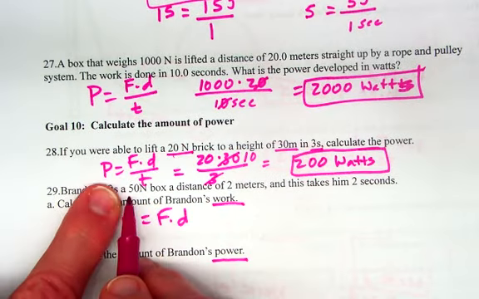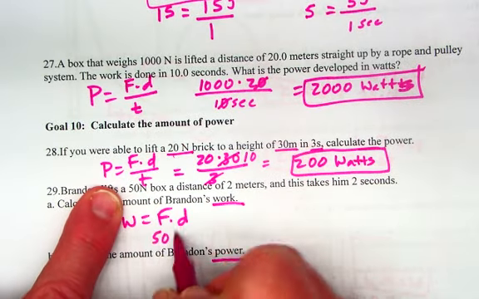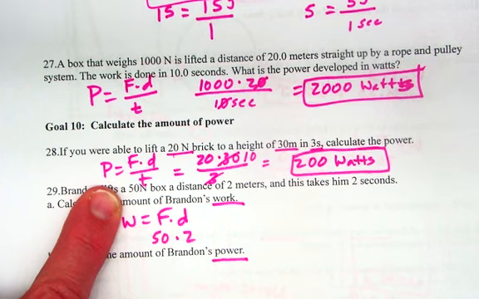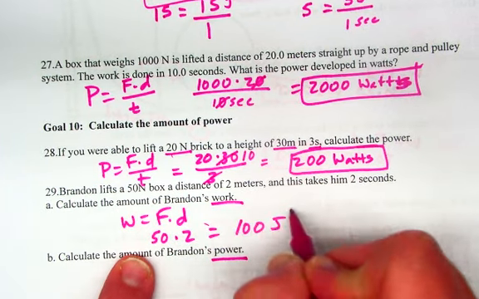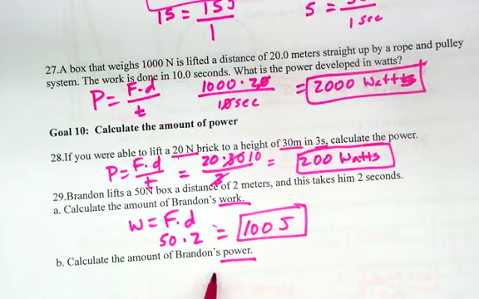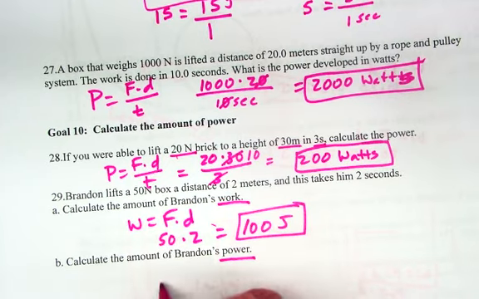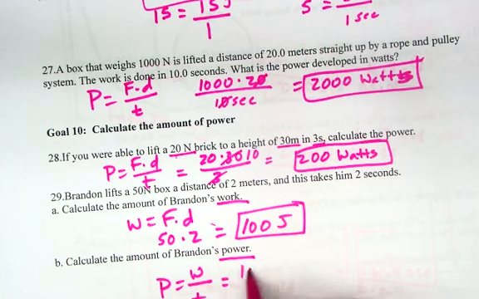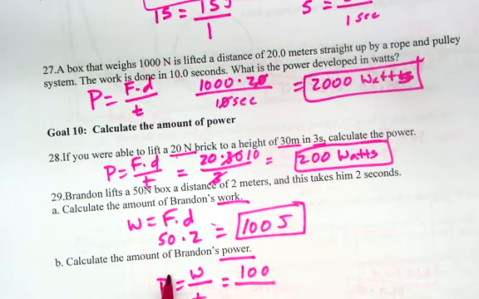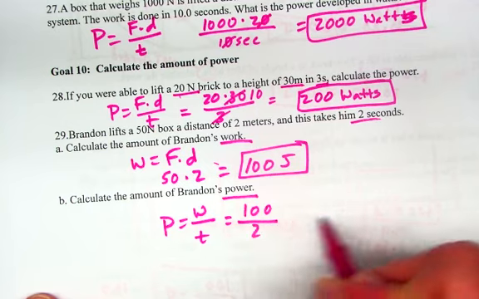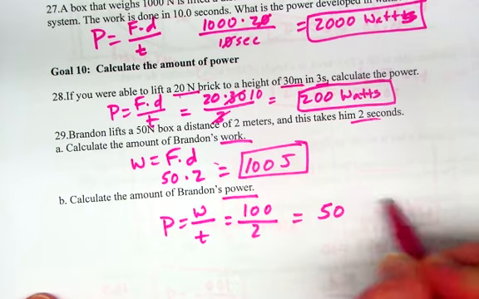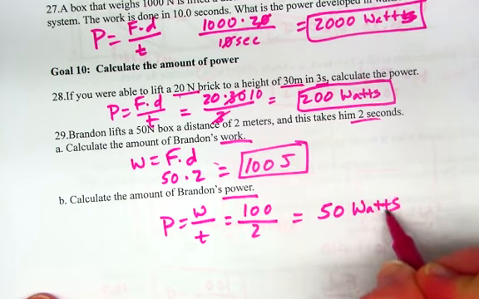The force is 50 newtons. Distance is 2 meters. So that's all you have to do for work. The work would be 100 joules of work. But to calculate power, you're going to take the work done divided by the time. So the work done is 100 joules. The time it took was 2 seconds. So we're going to divide that by 2. So the power would be 50 and the units are watts.